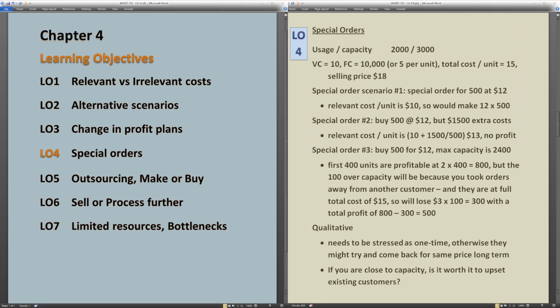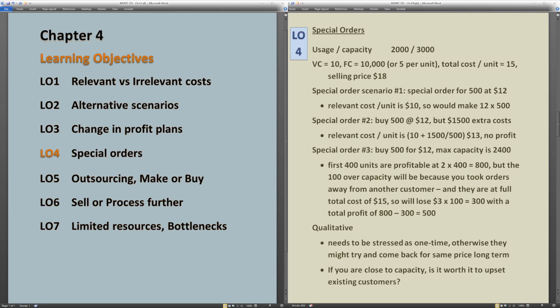So our first one is a special order. And what we mean by that is we're a manufacturing plant producing something. We have some excess capacity at the end of the year, or it could technically be at any time during the year. It's just an order above and beyond our normal, regular customer orders. And if we have capacity, we can contemplate whether or not we do sort of a one-time special order and how that would work out.